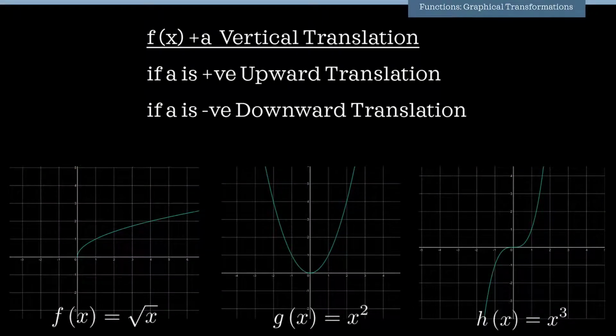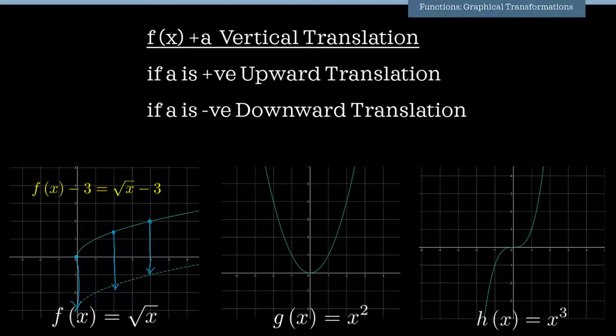Now let's suppose that the value of a is negative. We know that when the value of a is negative, the graph is going to translate downwards. So let's suppose that a is minus 3. And for this first function f of x, the transformation of the graph of f of x minus 3 is going to happen by each point moving 3 units downwards. So the transformation of this graph is going to look like this.